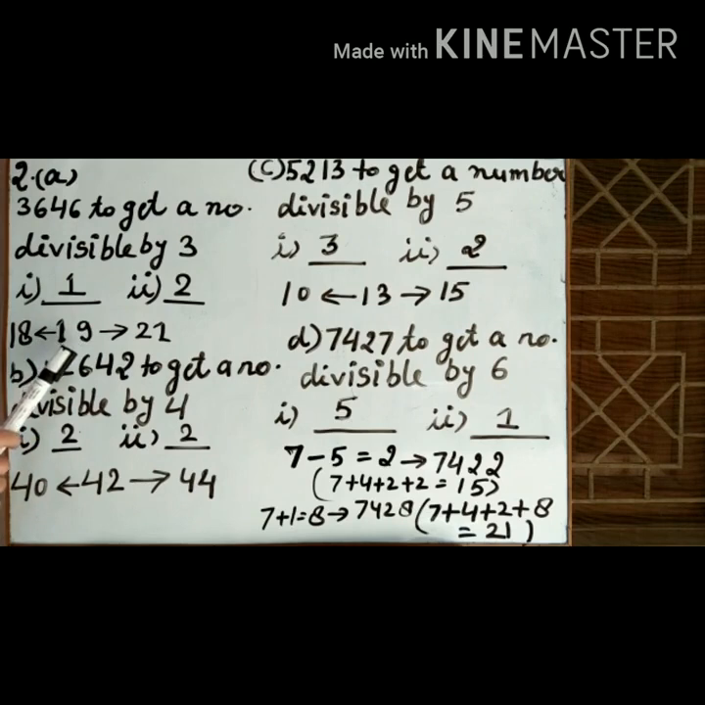Now, the second one. What is the number just after 19 which is divisible by 3? That is 21. 21 is the number which is divisible by 3. Now, how many numbers will we add into 19 to get 21? That is 2. And 2 is the smallest number which should be added to this number to get a number divisible by 3.